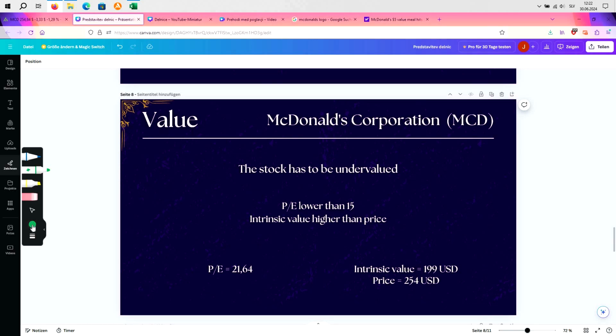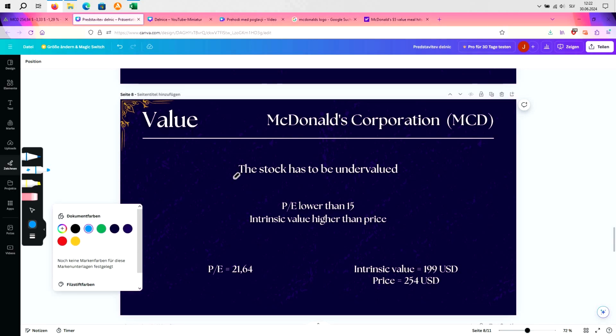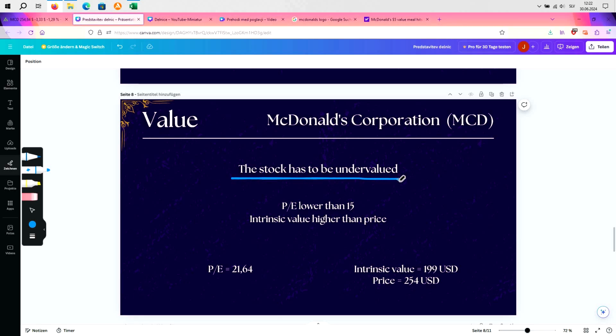Now we come to the value, and we obviously want to buy stocks that are undervalued with a potential to grow even more. How do we analyze valuation? We analyze it by using the so-called P/E ratio and the so-called intrinsic value.